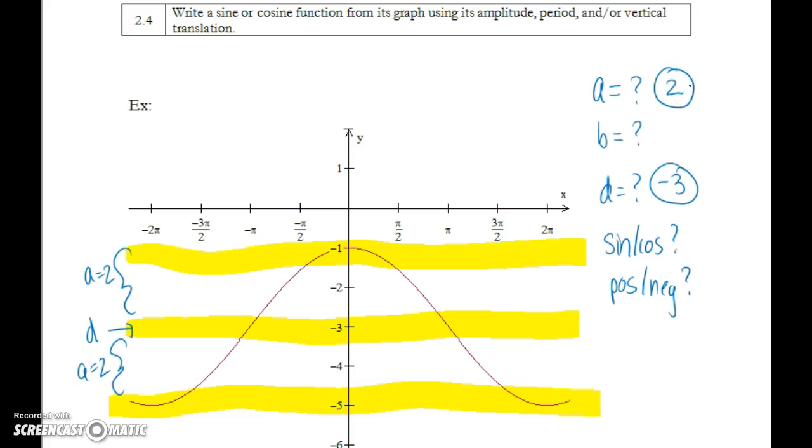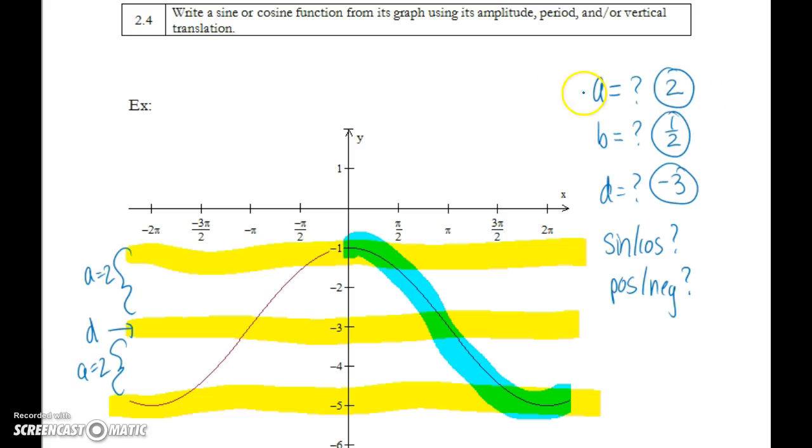B is determined by the period. It's not the period, but the period helps us figure out what B is. There are a couple ways to find B. One is to count how many cycles you have from 0 to 2 pi. So if we start at 0 and go out to 2 pi, how many cycles do we have? In this case, we have half a cycle or half a rotation. So that's one way to identify that B is 1/2.